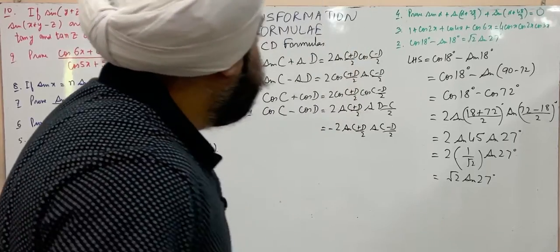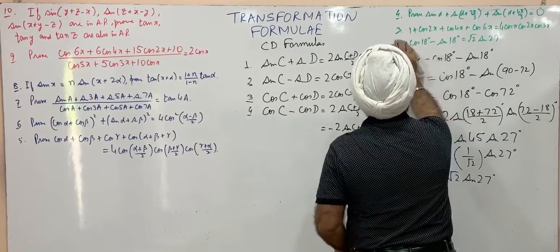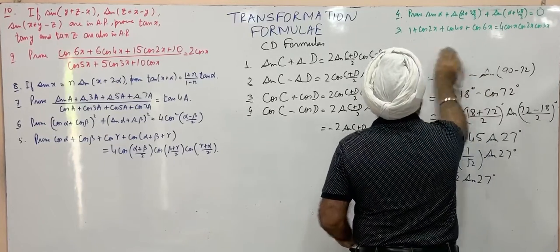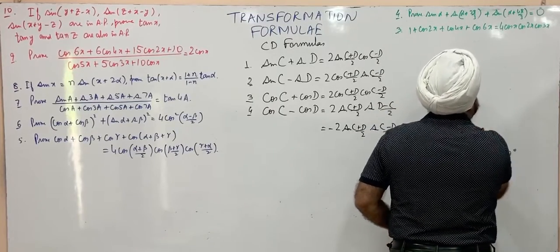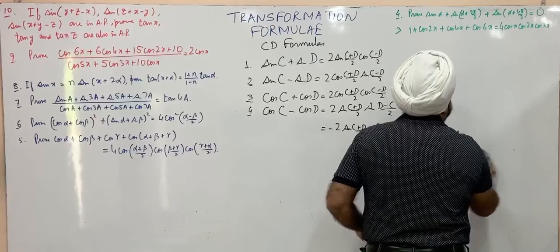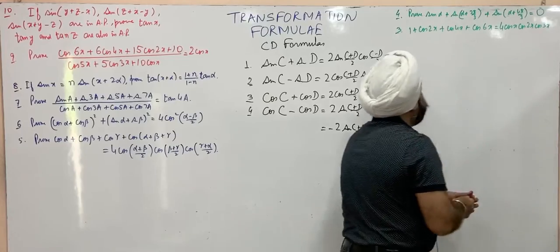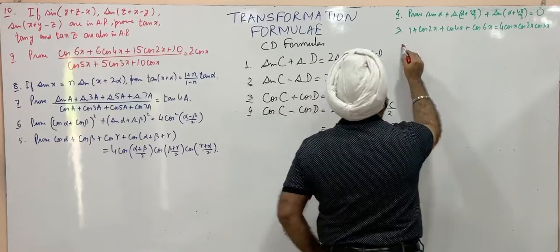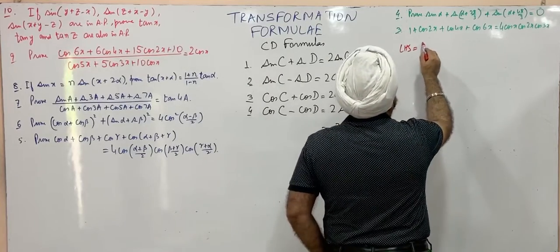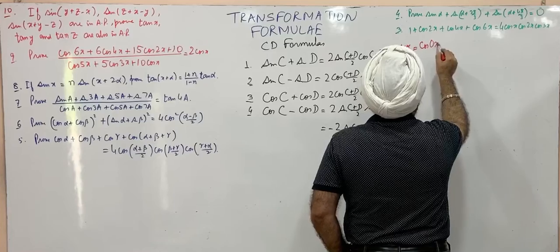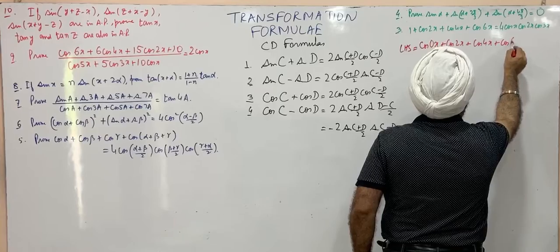Now coming to the next one, we have to prove 1 plus cos of 2x plus cos of 4x plus cos of 6x is equal to 4 cos of x into cos of 2x into cos of 3x. Here also we start from the left hand side. 1 can be written as cos of 0x. So this is cos of 0x plus cos of 2x plus cos 4x plus cos of 6x.